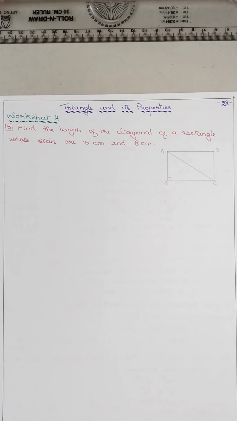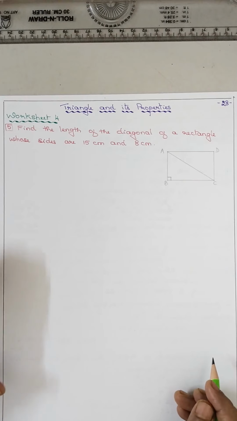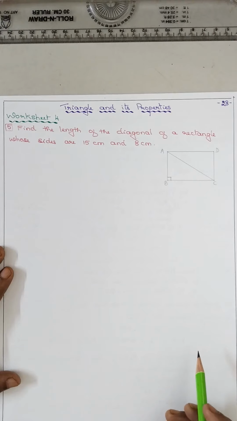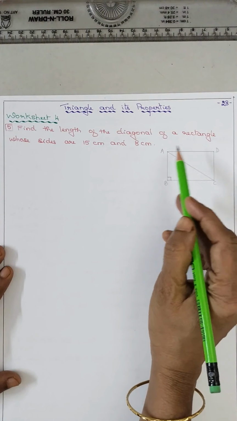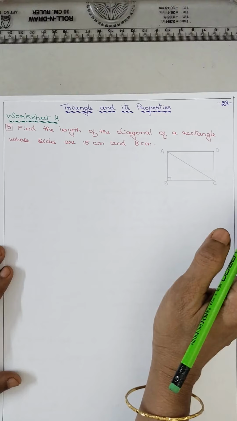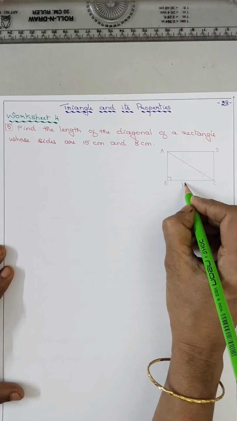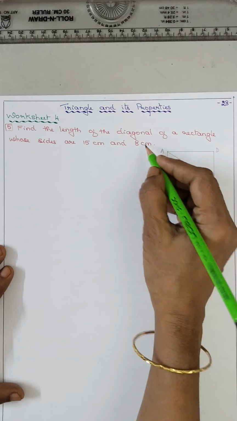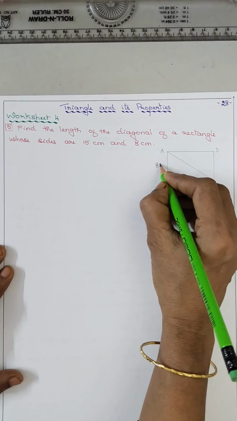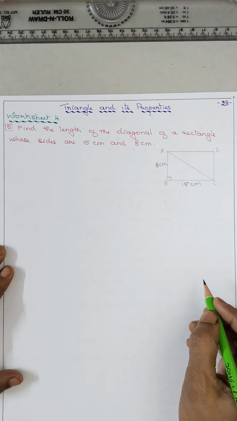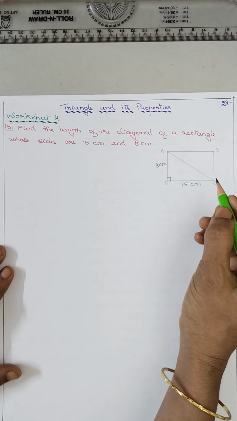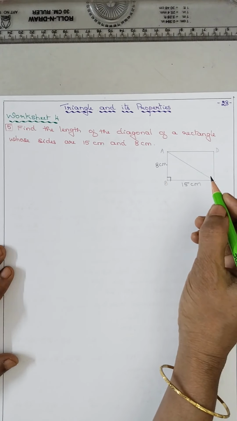Now coming to the fifth sum, find the length of the diagonal of a rectangle whose sides are 15 cm and 8 cm. Now ABCD is a rectangle. Now bigger side, let it be 15 cm, that is length. The smaller one, that is breadth, let it be 8 cm. You know the corner angles of the rectangle, it is 90 degree.